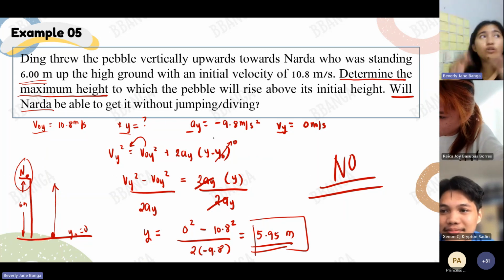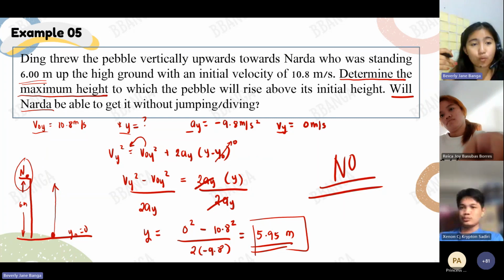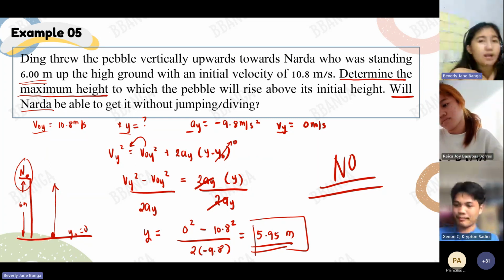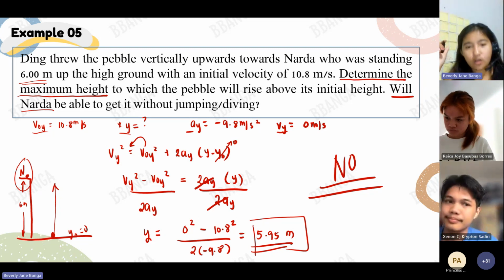So, yun na yung doon lang yung part na panggagamitan natin doon sa binigay na position ni Narda, guys, na comparison siya doon sa makukuha nating maximum height ng bato. Are we clear? Are we clear? Okay.